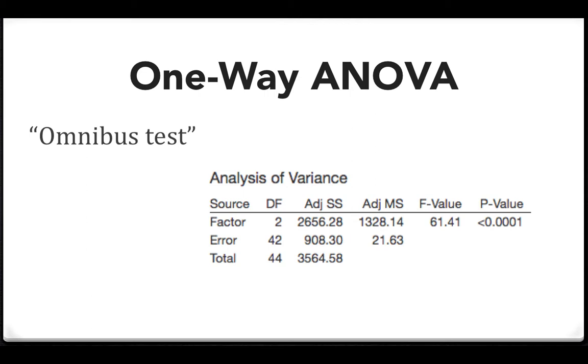Different software will use different terms. Here, factor is our between groups variation, and error is our within groups variation. You can see that there's only one F value and one P value. This particular ANOVA is statistically significant because our P value is very low. This means that the overall ANOVA model is statistically significant. The means of the 3 groups are not all equal. But this does not tell us which groups are different from which. We'll need to do a follow-up test, known as a post hoc test, to determine which pairs of means are different.